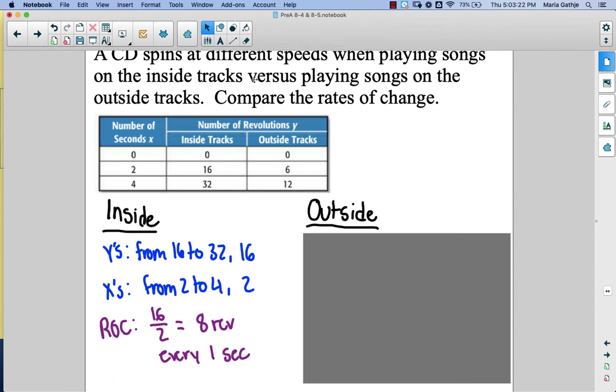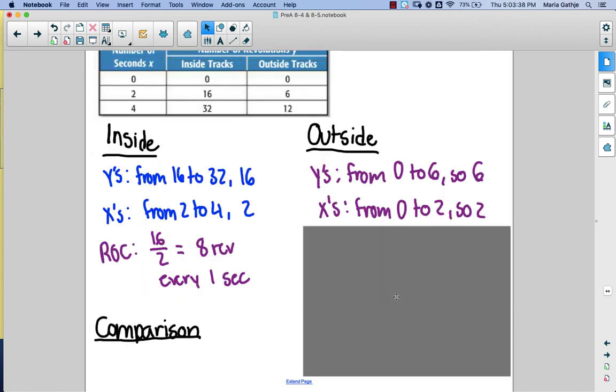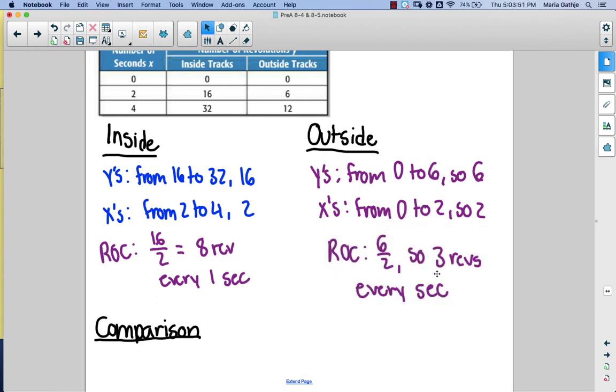Now I want you to go ahead and find the y's for the outside. So we go from 0 to 6 or from 6 to 12, and that's a change of 6. Now find the x's. So we go from 0 to 2 or from 2 to 4. That is going to be a change of 2. Now I want you to find that rate of change. That's going to be 6 over 2, which is 3 revolutions every second.